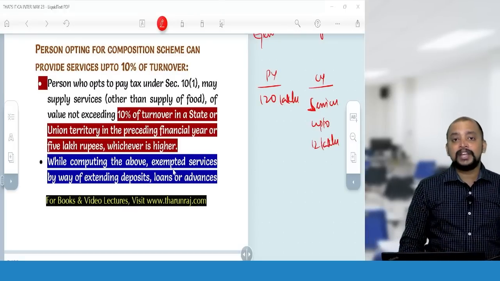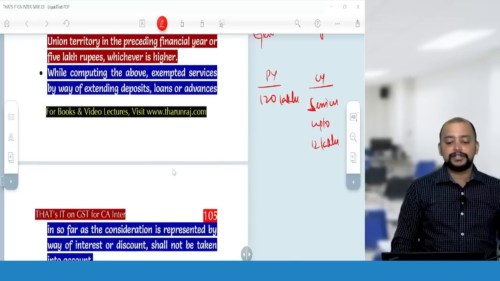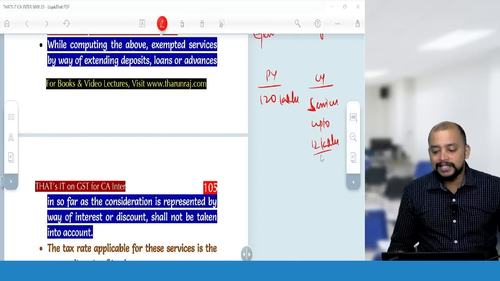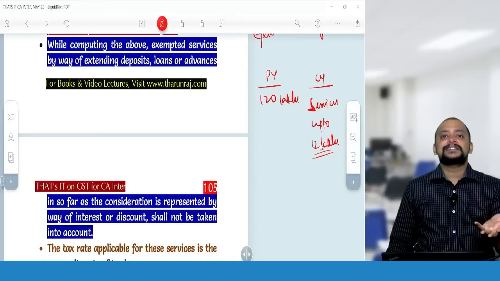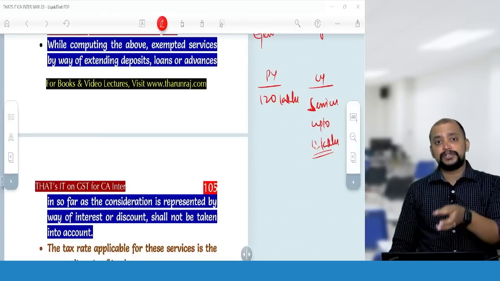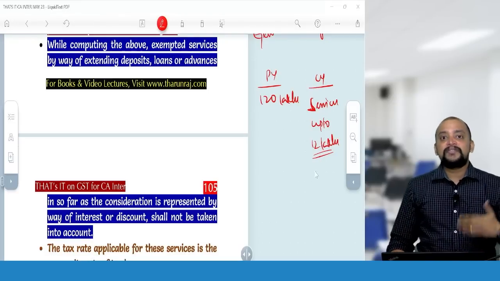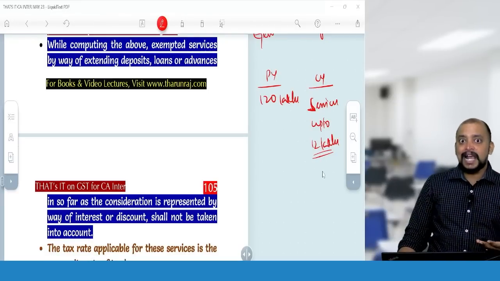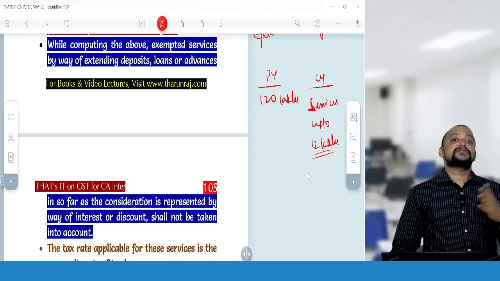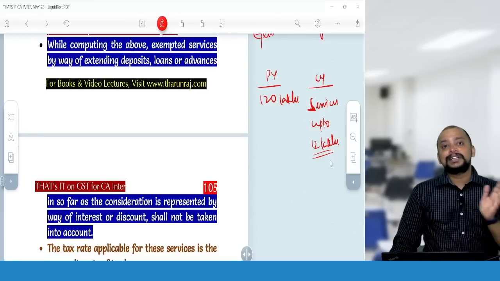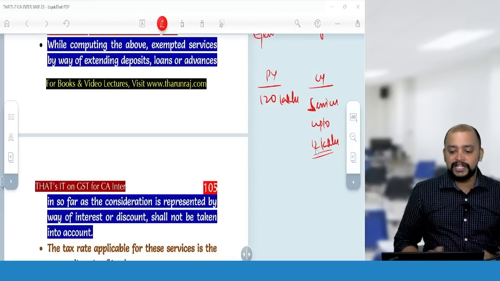And while computing the exempted supply by way of interest on loans or advances, that is, while computing this 12 lakhs, we don't have to take interest income. So interest on loans, advances, deposits, even if we have it, will not affect this 12 lakhs. Suppose other services are 10 lakhs and interest on loans, advances, deposits is 4 lakhs. The total exceeds 14, so do we cross 12? No. So don't take that interest on loans, advances, deposits. That's what they are conveying.